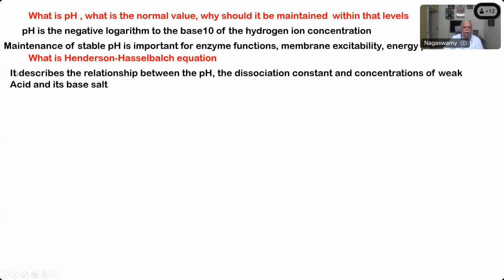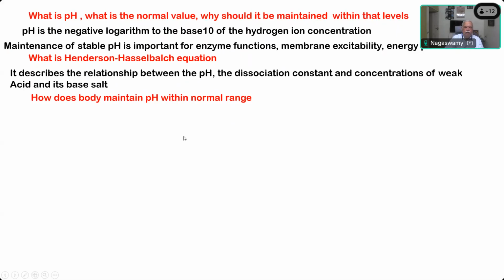But Henderson-Hasselbalch has a relationship between pH, dissociation constant, and concentration of weak acid and its base salt. Okay, all the three are combined in that. So the pH is equal to log acid by base. That is the Hasselbalch equation actually. It describes the relationship between pH, dissociation constant, and concentrations of weak acid and base of salt.